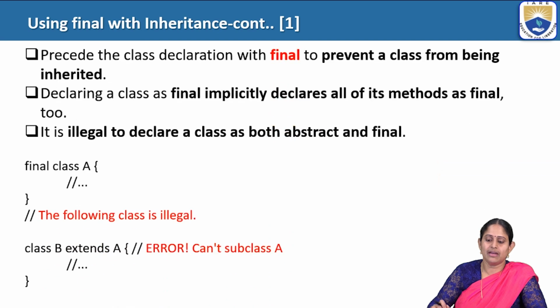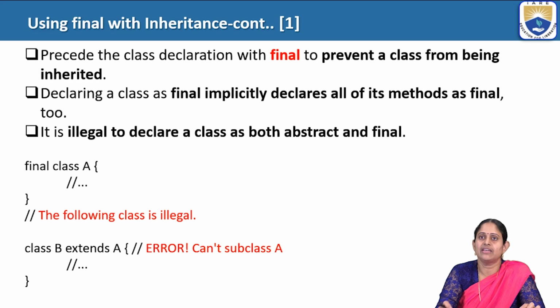Now we can also use the final keyword over a class. So when we define a class as final, then that class cannot be inherited. So if we give that final keyword before that class, then it declares all the methods of that particular class as final. That means you cannot extend that, or inheritance is prohibited when you define any class as final.